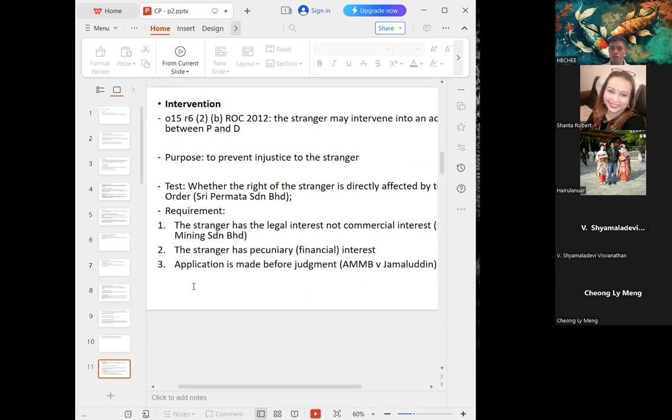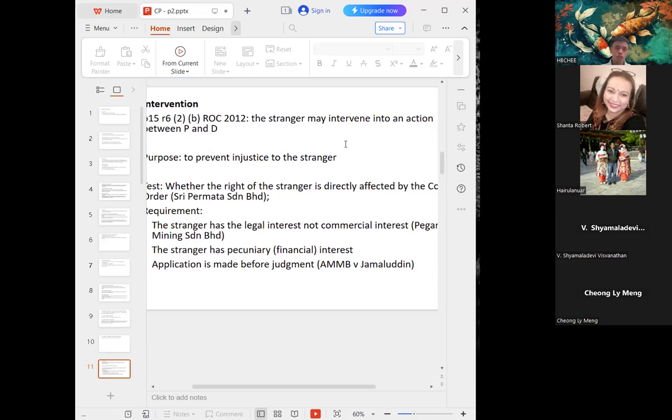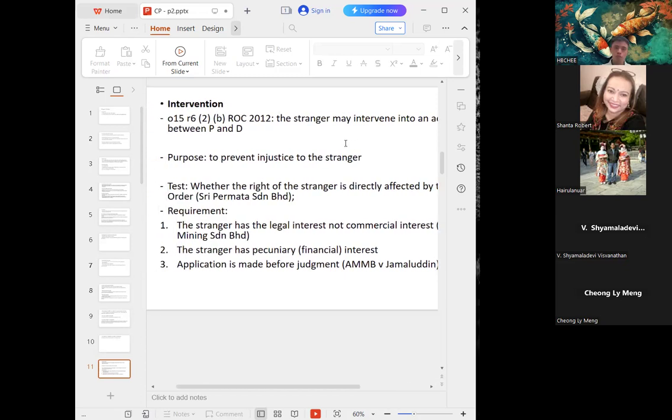Okay, intervention. Just now, someone asked me what is the difference between the joinder of party and the intervention. So this is provided here. A stranger may intervene into an action between the P and D, so that his or her name will not appear on the court paper. It's like you are an outsider, but you want to know what is happening in this case.